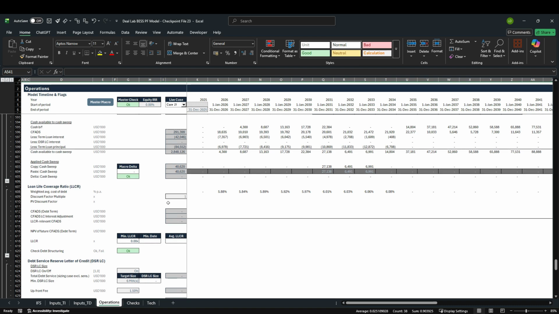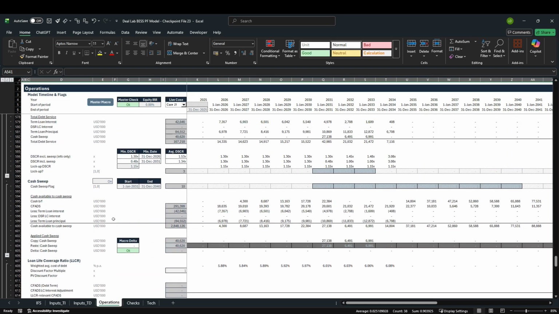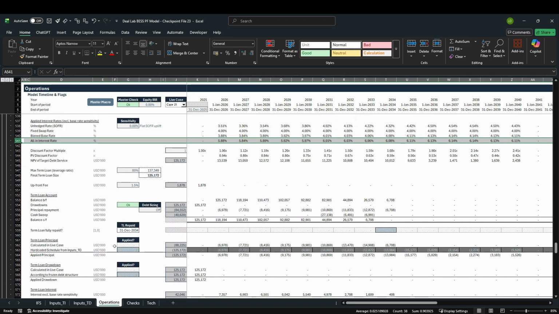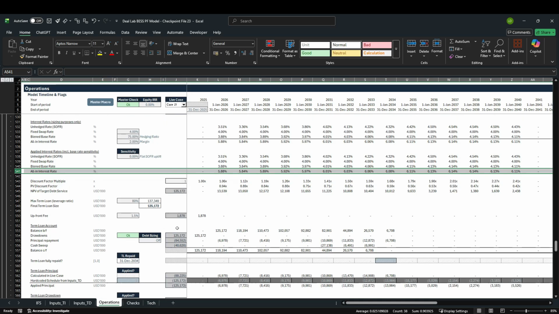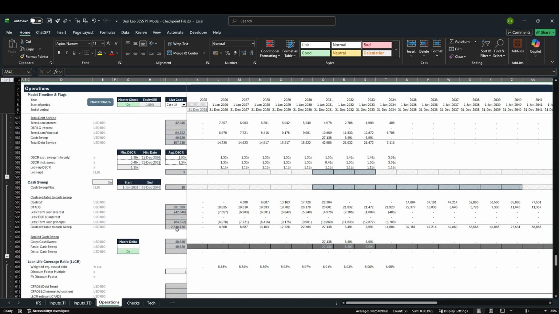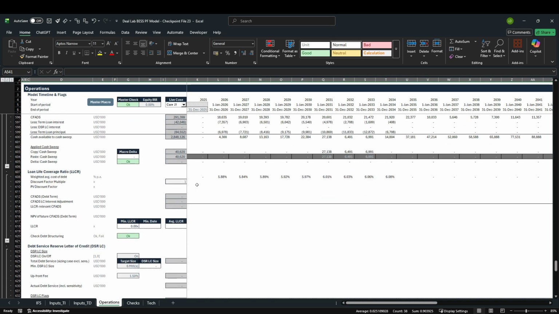And the next thing we'll have to do is determine a discount factor multiple as well as a PV discount factor. And this is very similar to our debt sizing approach from a previous lesson, where we took a similar approach to determine our final term loan size. So conceptually, we are going to implement the same logic for determining the LLCR. And let's start with our discount factor multiple.